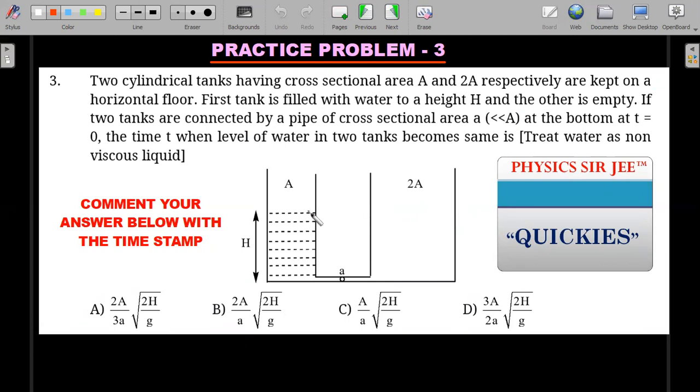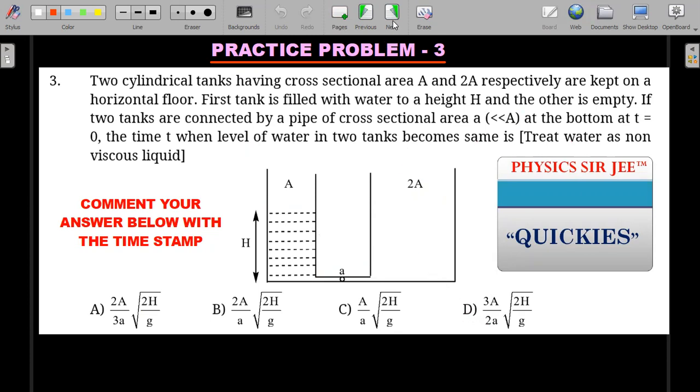Just read this question. Liquid is on one side, there is a stopcock here, you open this valve, and the liquid goes on to the other side. The area of cross section is 2a, and we are assuming steady flow, treating the water as non-viscous. It asks what the time is for the levels to become equal. These are the options given. Those who solve this question will get this answer, but I want to ask a conceptual question as practice problem 4.